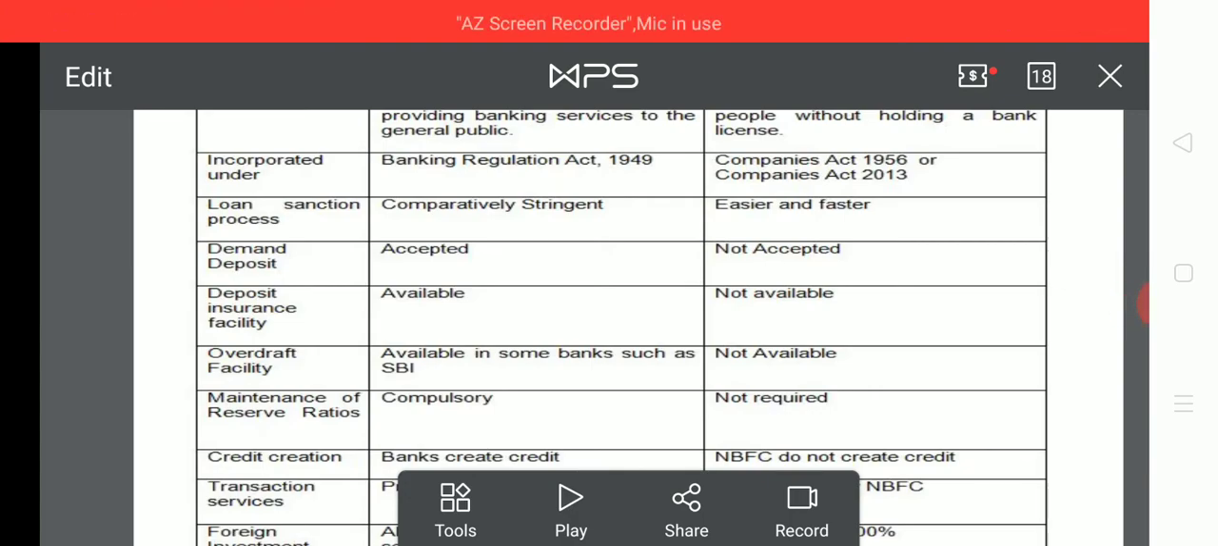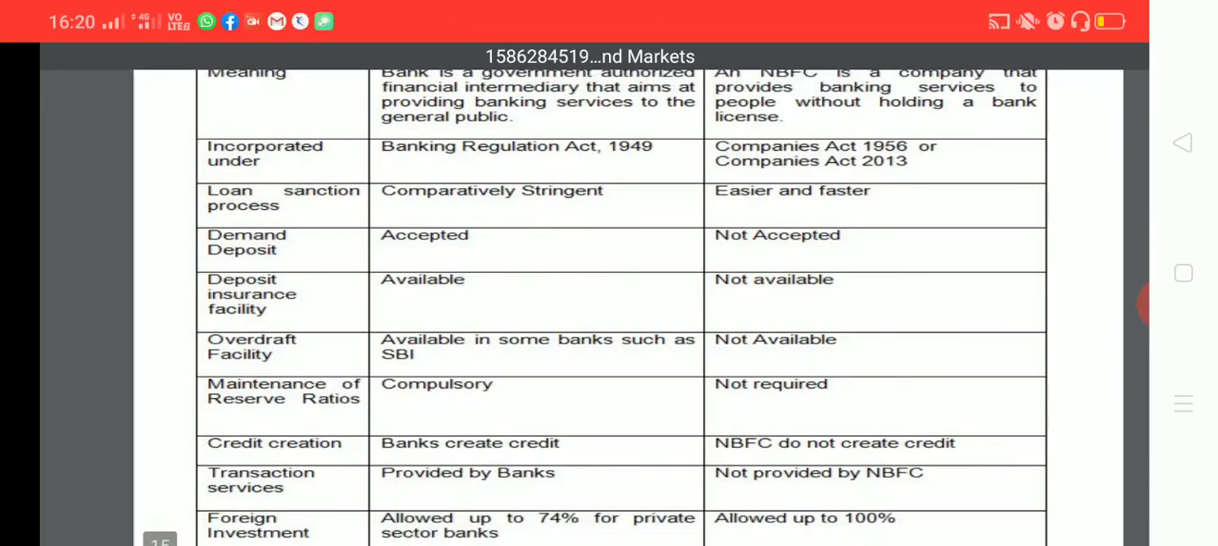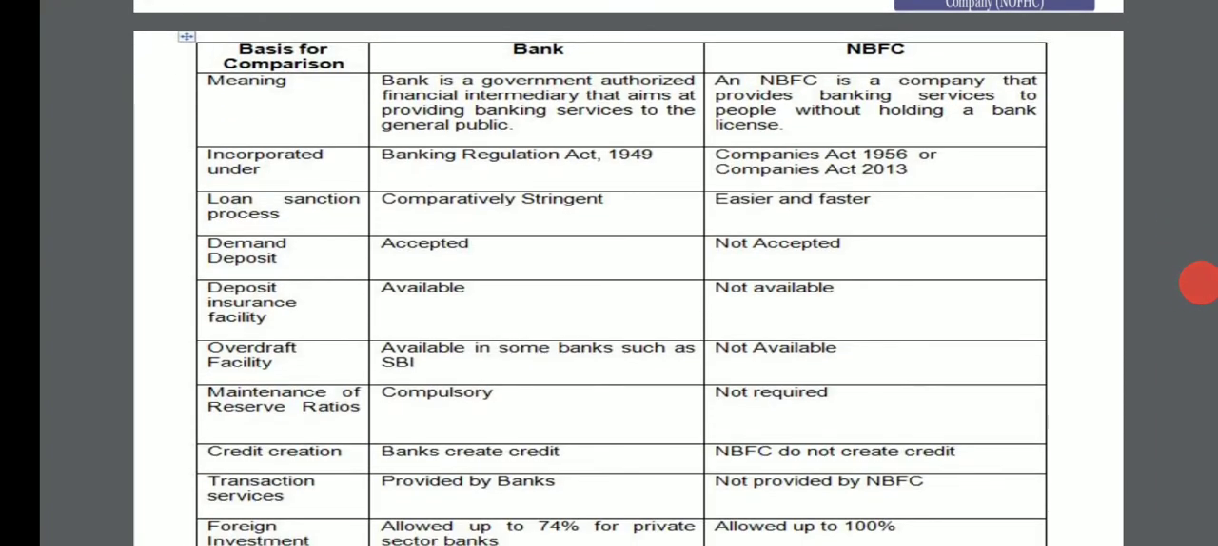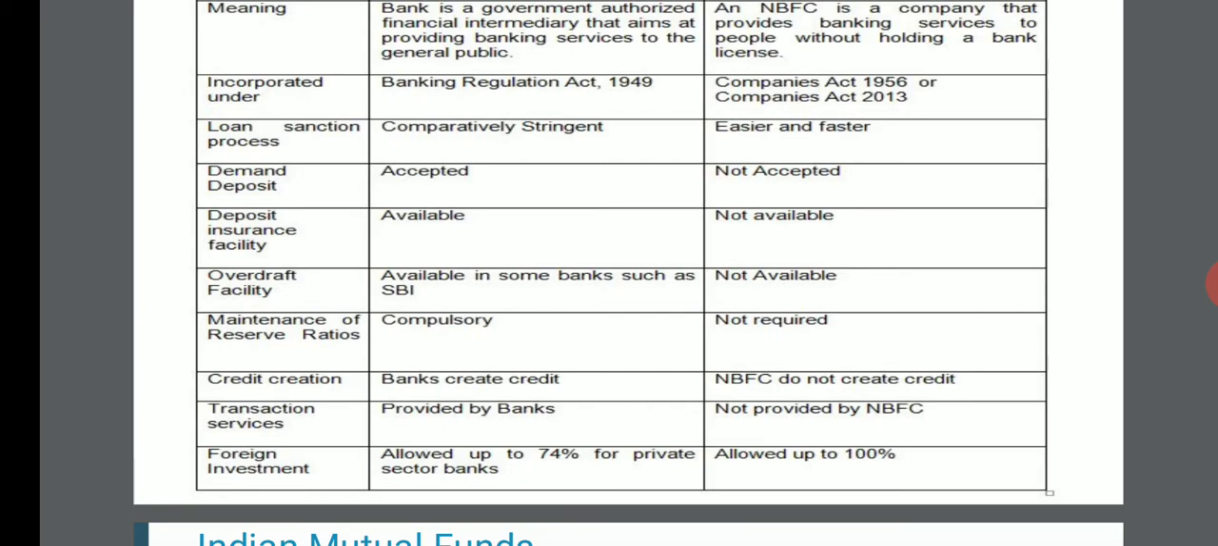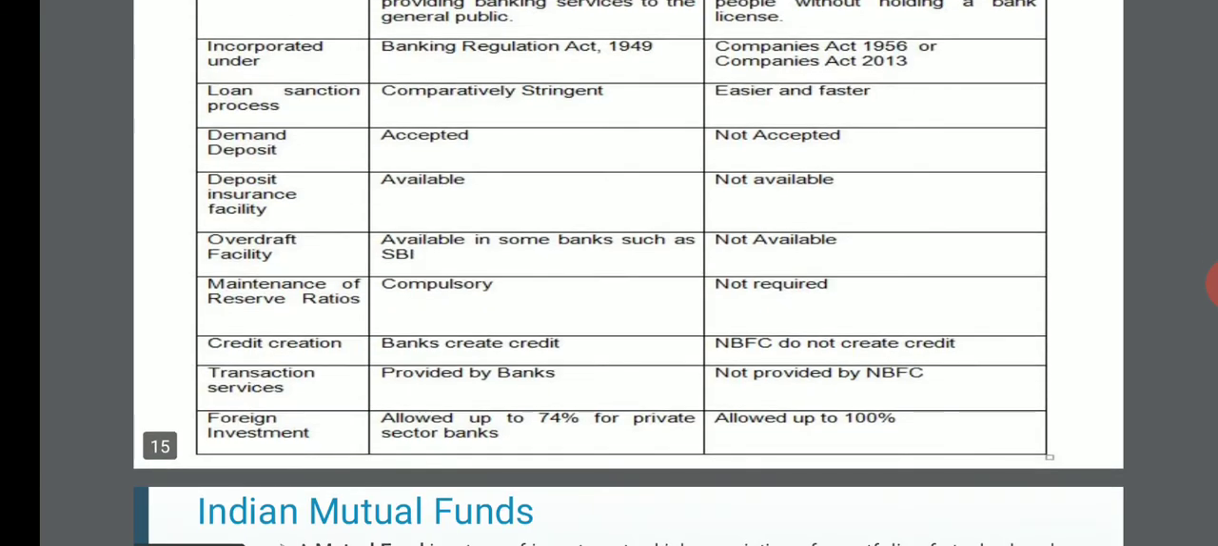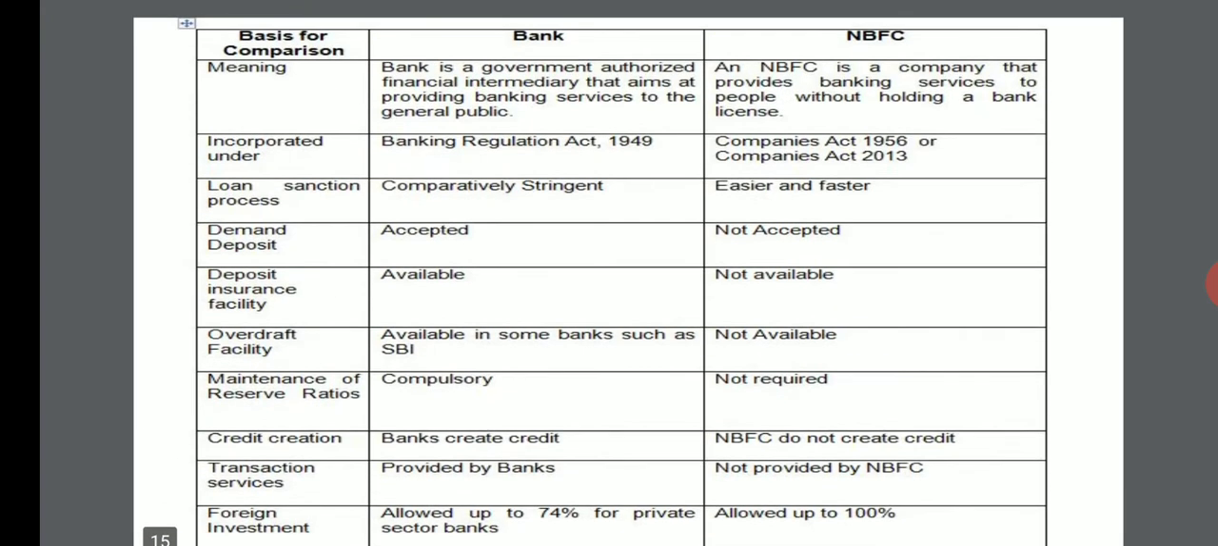Demand deposits are accepted by banks but cannot be accepted by NBFCs. Deposit insurance facilities are available with banks and not available with NBFCs. Overdraft facilities are available in some banks such as SBI, and are not available with NBFCs. Maintenance of reserve ratios is compulsory for banks and not required for NBFCs. Banks do create credit. NBFCs do not create credit. Transaction services are provided by banks, not by NBFCs. And foreign investment is allowed up to 74% for private sector banks and up to 100% in NBFCs.